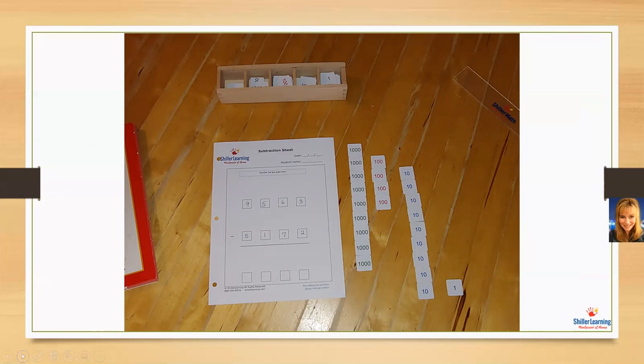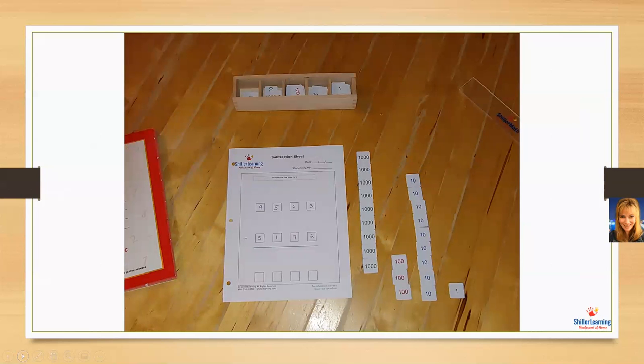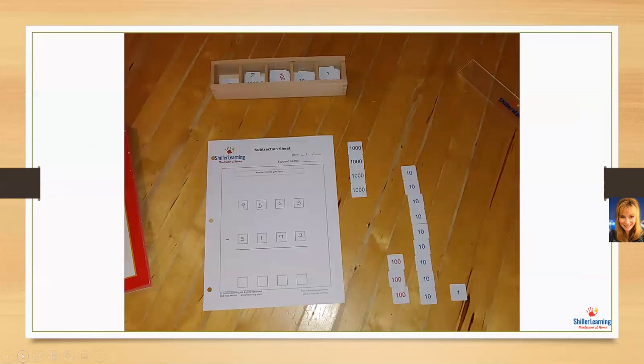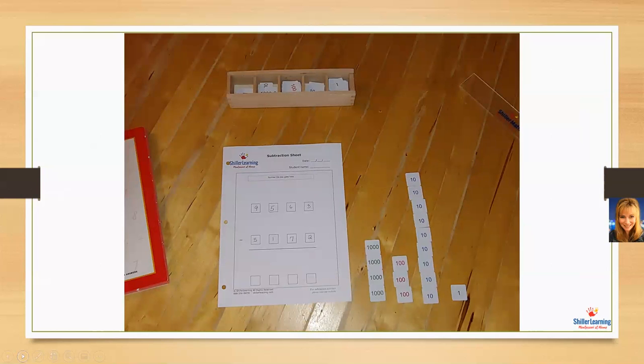Then we're going over to that hundreds column, and we've got 4 of those. We're taking away 1, which means we're left with 3. And then taking away the 5,000s from our 1,000 column, and being left with 4 of those. So you can see how this looks with both using the tiles directly on either the addition or subtraction sheet, or laying the tiles out to the side.